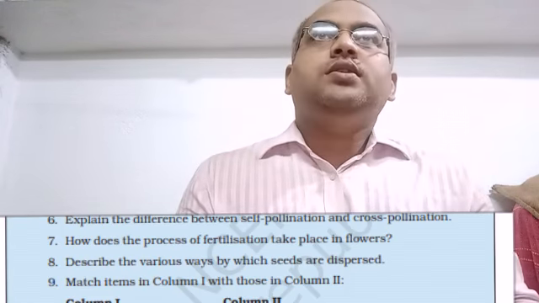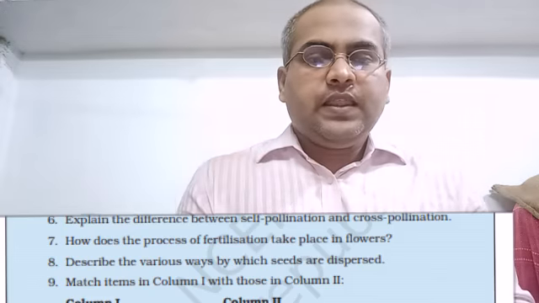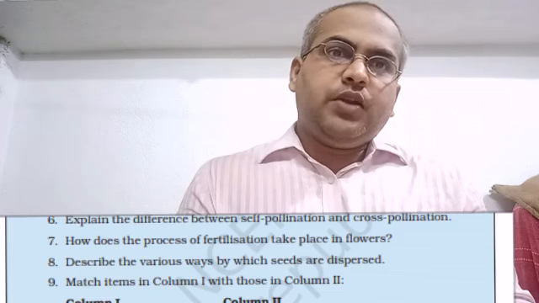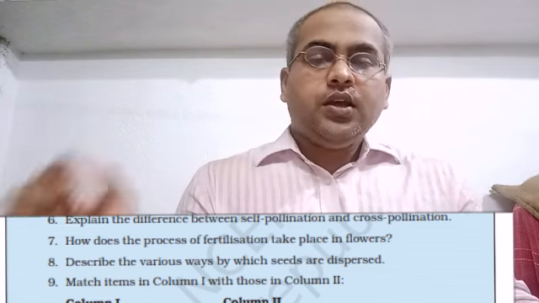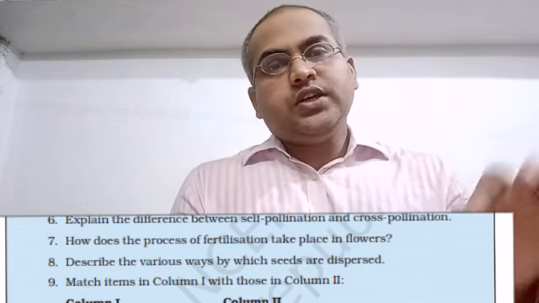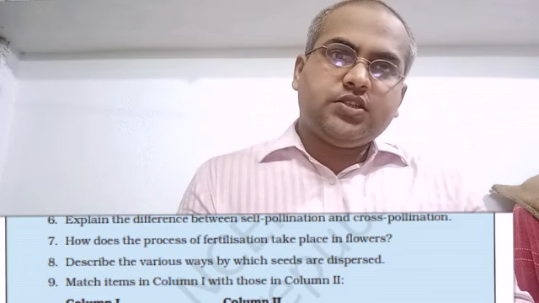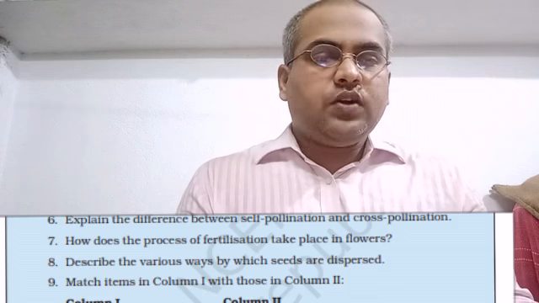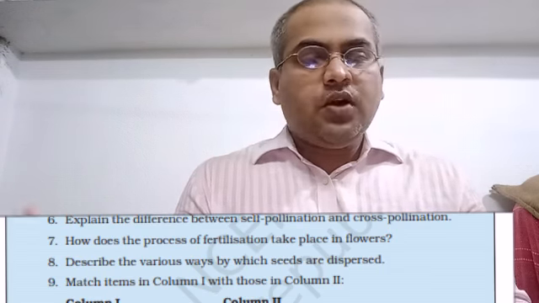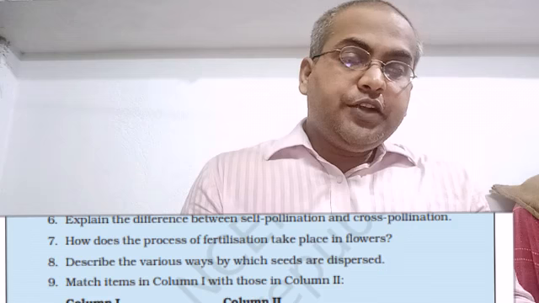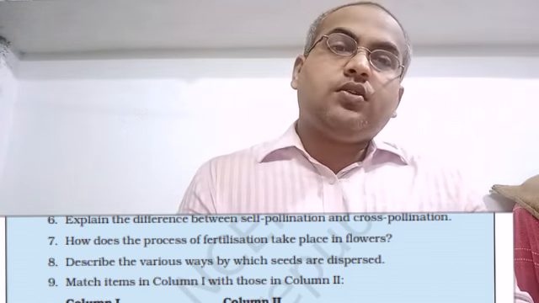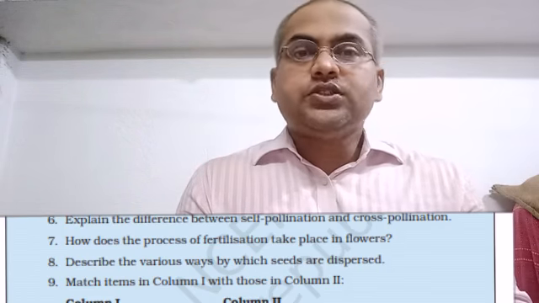So number one difference is, in self-pollination, pollen of a flower reaches the stigma of the same flower. But in cross-pollination, there is transfer of pollen grains from the anthers of a flower to the stigma of another flower on a different plant of the same species. So this is what cross-pollination is, which we discussed already.